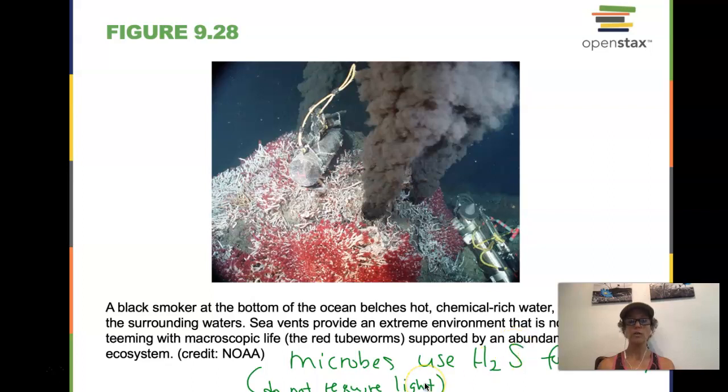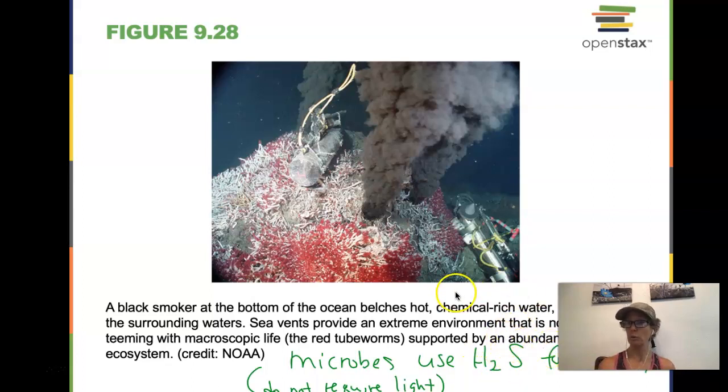They do not require light, so they don't depend on photosynthesizers to have produced any sort of organic matter. They can use hydrogen sulfide gas as an energy source. And that does not fit into our aerobic cellular respiration because there's no oxygen present. It doesn't fit into fermentation. It is a different metabolic pathway called anaerobic respiration.